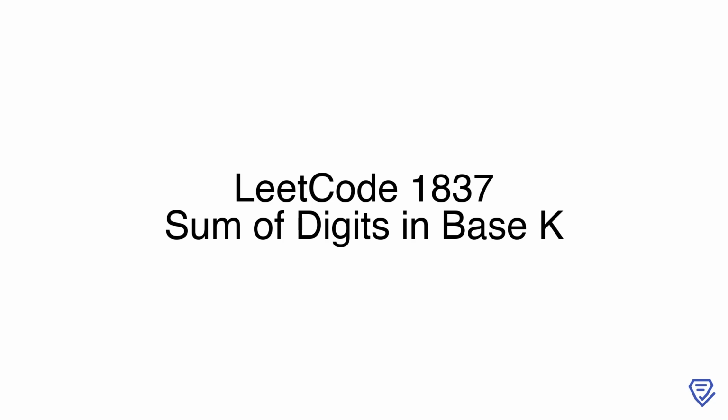Welcome to this walkthrough of LeetCode problem number 1837, sum of digits in base k. In this problem, we'll explore how to convert numbers between different bases and calculate the sum of their digits. Let's dive in and break it down step by step.